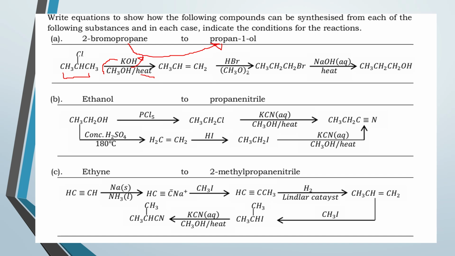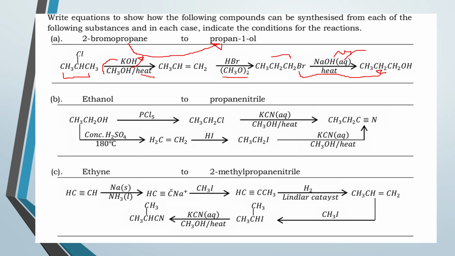So from here we are going to use anti-Markovnikov's addition because you're seeing here peroxide. When you use anti-Markovnikov's, we convert this alkyl halide to an alcohol by heating it with aqueous sodium hydroxide. We say that whenever you use sodium hydroxide, you make sure that its state is mentioned.